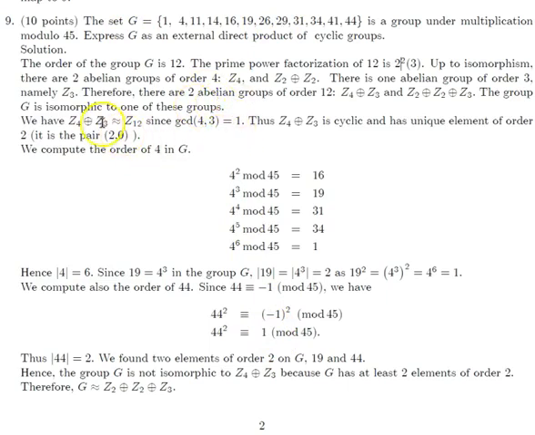This shows that G cannot be isomorphic to Z4 plus Z3, because in that group we have a unique element of order 2. Therefore, G must be isomorphic to Z2 plus Z2 plus Z3.